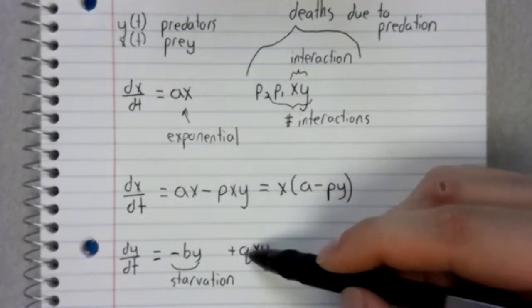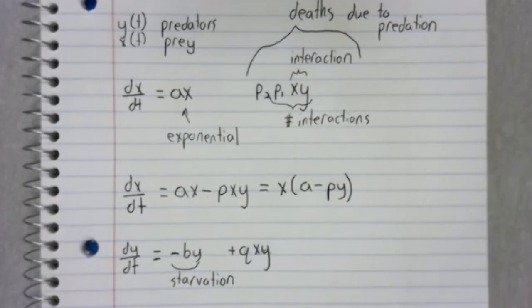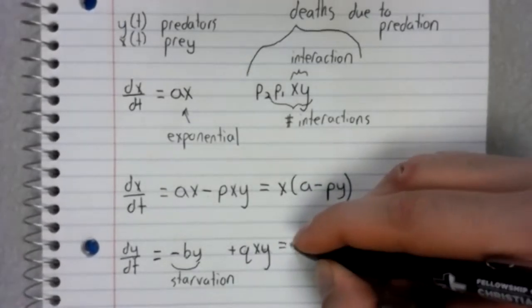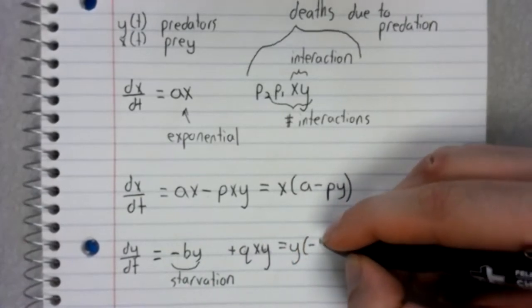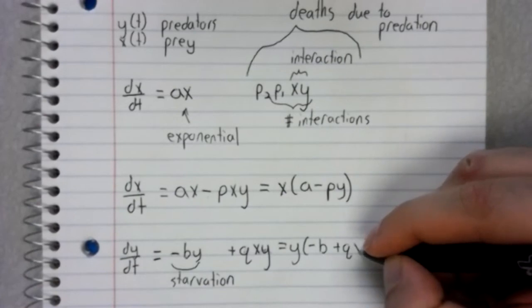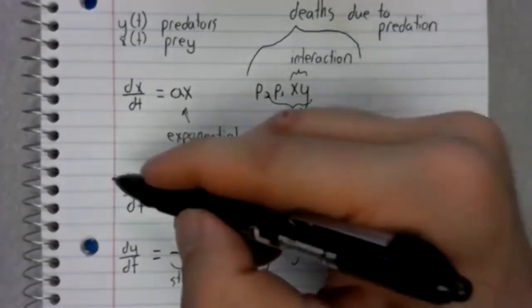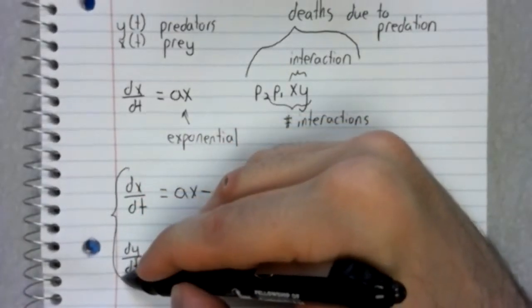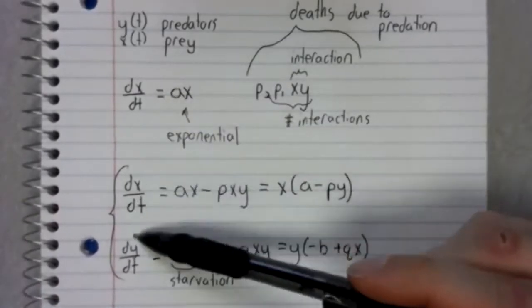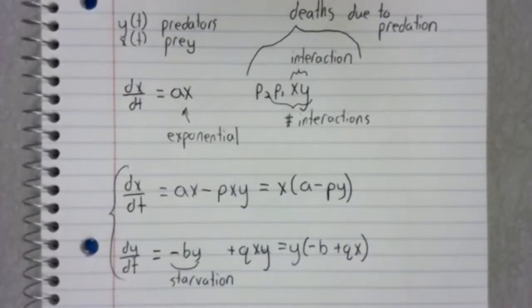The P and the Q are different because there's not a one-to-one correlation between how many prey animals die versus how many predators are fed. For example, an entire pack of wolves might subsist on a single elk. And here we have the classic predator-prey model.